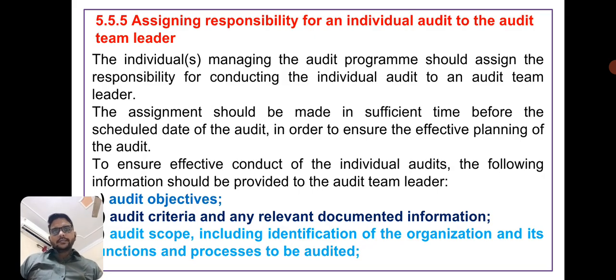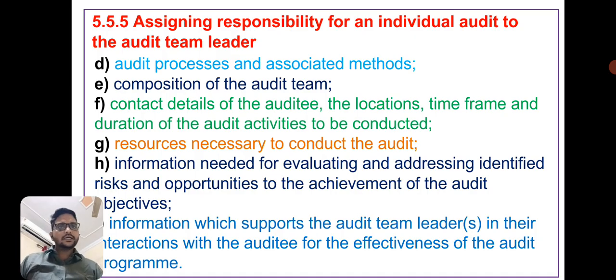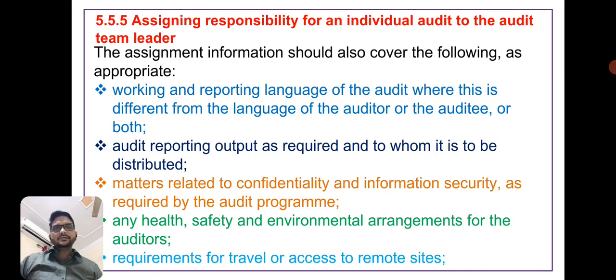Audit objective, audit criteria, any relevant documented information, and audit scope, including identification of the organization, its functions and processes to be audited. Next is the audit process and associated methods, the composition of the audit team, the contact details of the auditee, location, time frame, and resources necessary to conduct the audit, and information needed for evaluation and addressing identified risks and opportunities to achieve the audit objective. Next is information which supports the audit team leader in their interactions with the auditee for the effectiveness of the audit program.